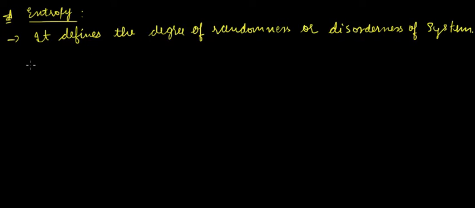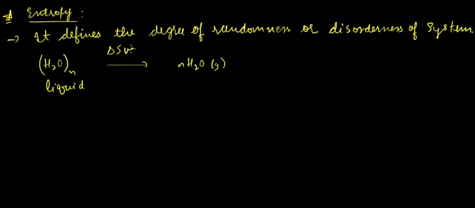Okay, so suppose we have H2O(l), which is liquid, gets converted to H2O(g). So the delta S of this change would be positive. Okay, so we can write that delta S would be positive.